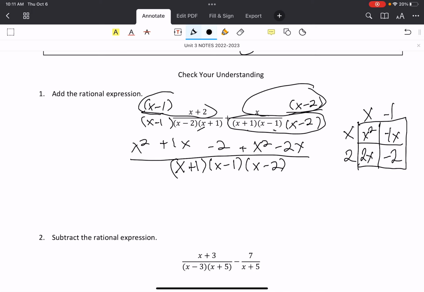I think we should factor out the zeros first. But it might factor differently when I add the numbers together. You have to combine like terms before you actually factor. What is my top going to look like? 2x squared minus 1x minus 2, all over this.